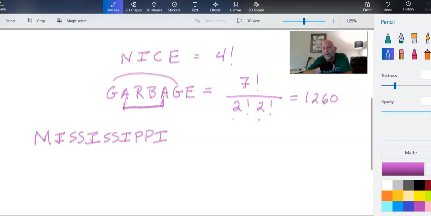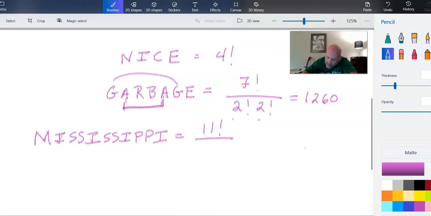Okay. So I'm assuming you've already tried it out. Let's see what we got. So 1, 2, 3, 4, 5, 6, 7, 8, 9, 10, 11 letters. So that means whatever we're doing, we're starting with 11 factorial. Okay. So now I have to go through and figure out my repeat letters. The only letter that doesn't repeat is M. Everything else repeats. So M, I don't need to compensate for M because it only shows up one time.